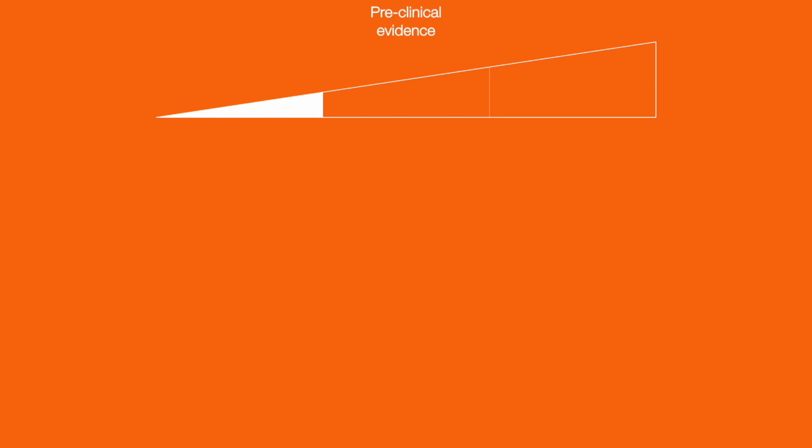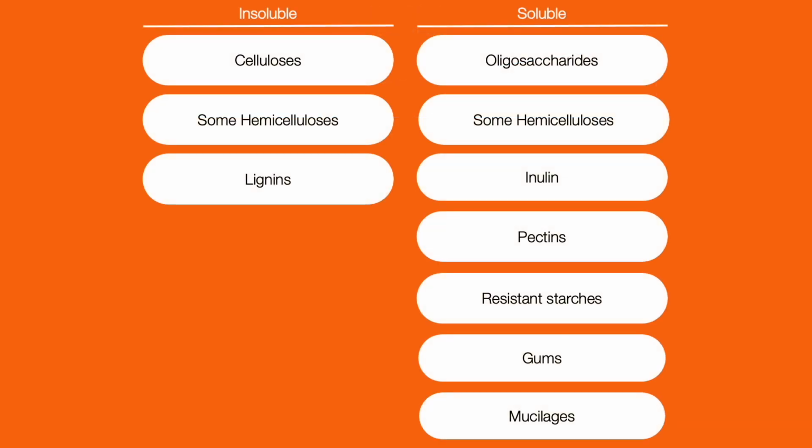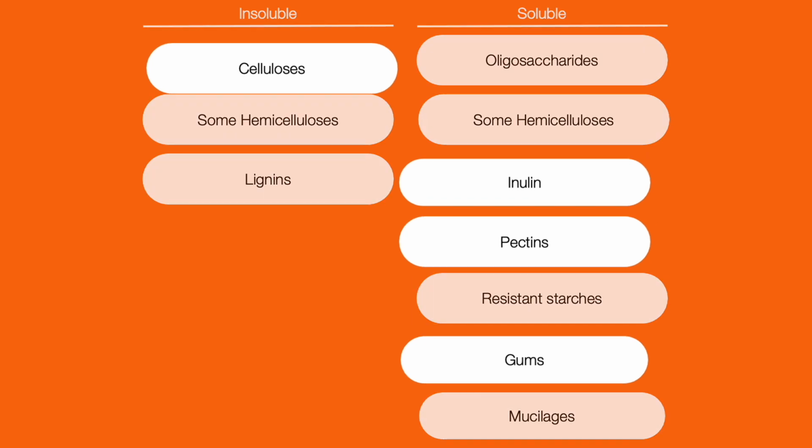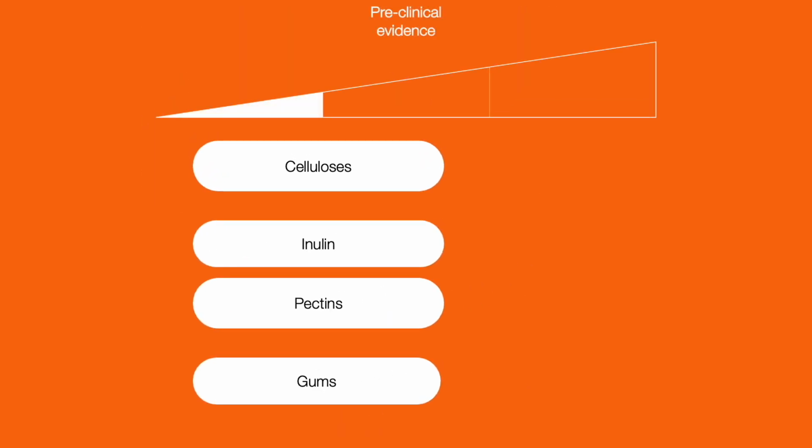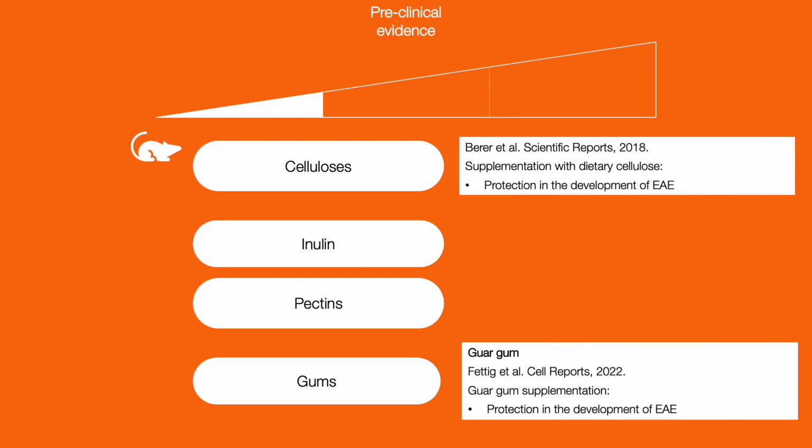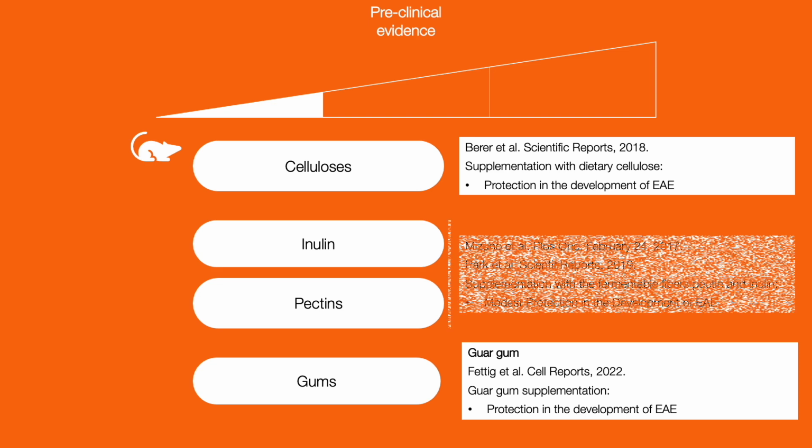There is also some preclinical evidence supporting the beneficial effect of some fiber components in multiple sclerosis. In particular, it has been observed a clear protective effect of celluloses and guar gum on the development of experimental autoimmune encephalitis, the animal model of multiple sclerosis, while the protective effect of other fiber components such as inulin and pectins was much lower.